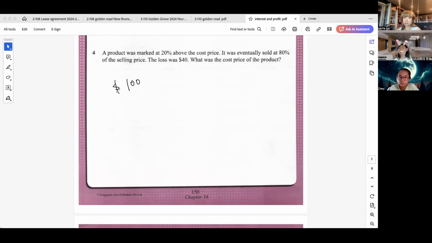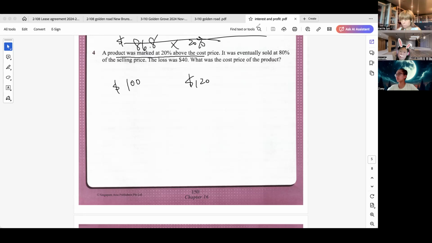Because 100 is easiest. 对不对？如果它是100块钱，那 product original selling price 就是什么？120。好，Amelia，如果你选个86.8块啊，你说我不要100块钱，我就说它 cost 86.8块，那你去乘以20%，你算死了，对不对？So are you going to be your best friend yourself, or you're going to give yourself a hard time? It's your choice. 对不对？It was eventually sold at 80% of the selling price.